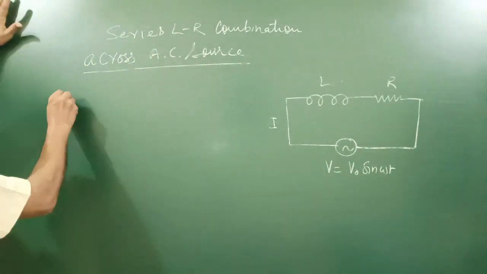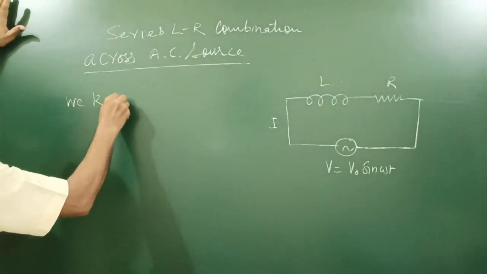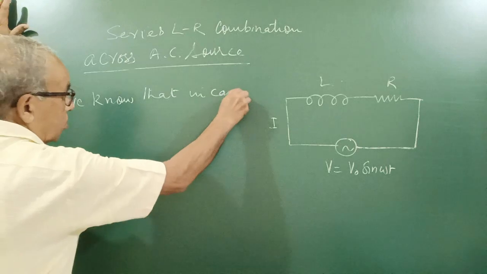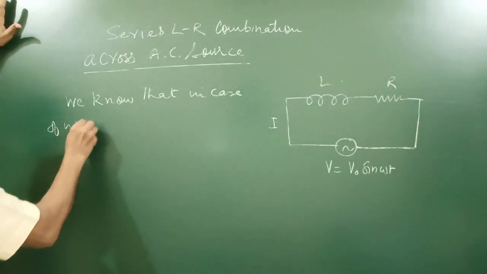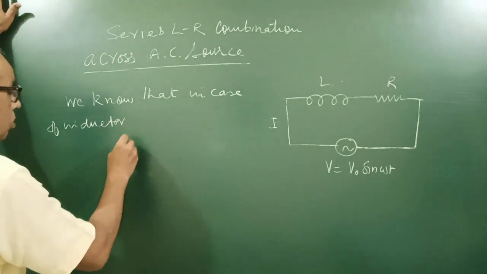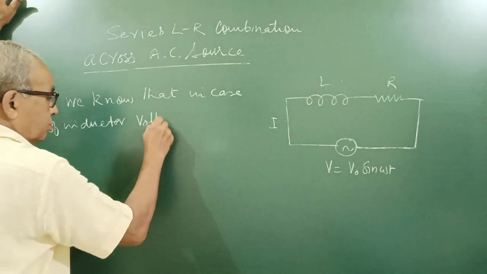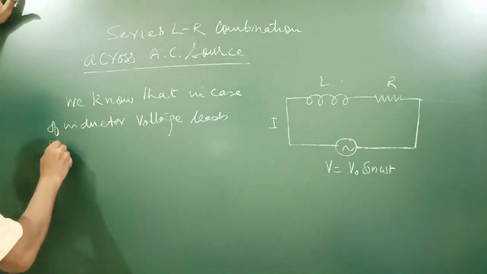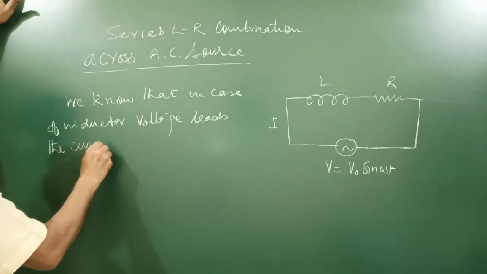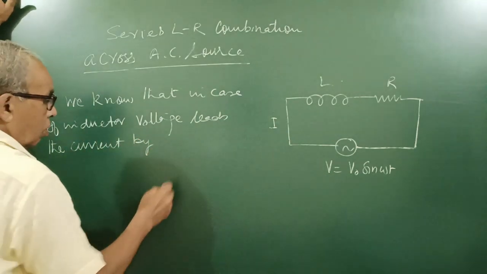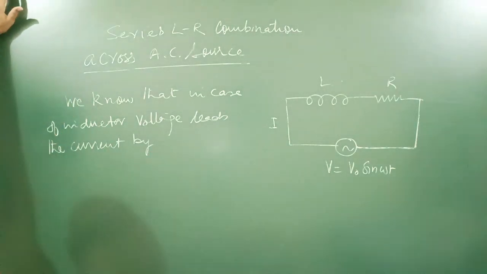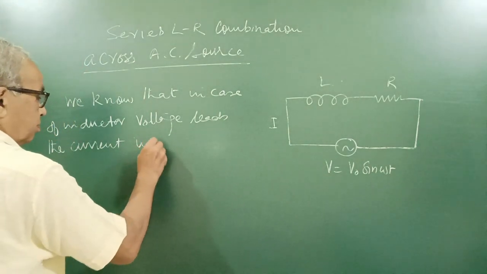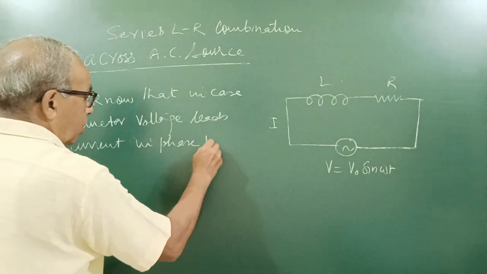Now here we know, in case of inductor, voltage leads the current in phase by pi by 2.